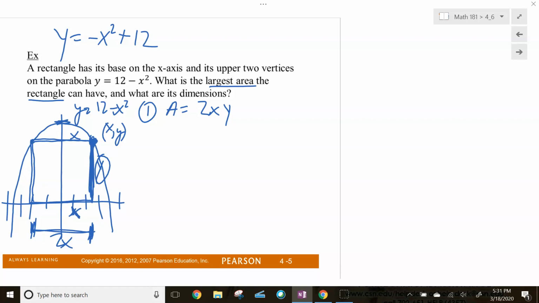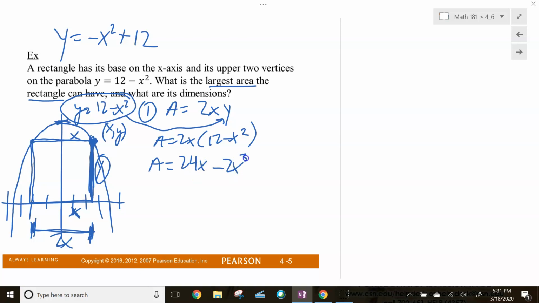So length times height, 2x times y. And now I've got to take the derivative because I'm trying to find the largest area. I'm trying to maximize area here. But the problem is I have x and I have y. So let's make a substitution. We know y is 12 minus x squared for the parabola, so let's substitute that in. We've got area is 2x times 12 minus x squared, so area is 24x minus 2x cubed.